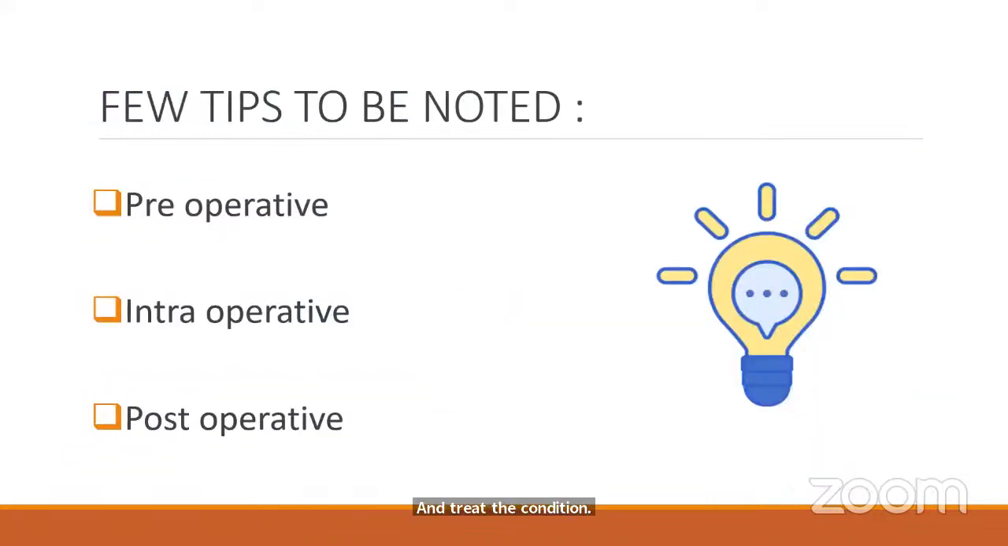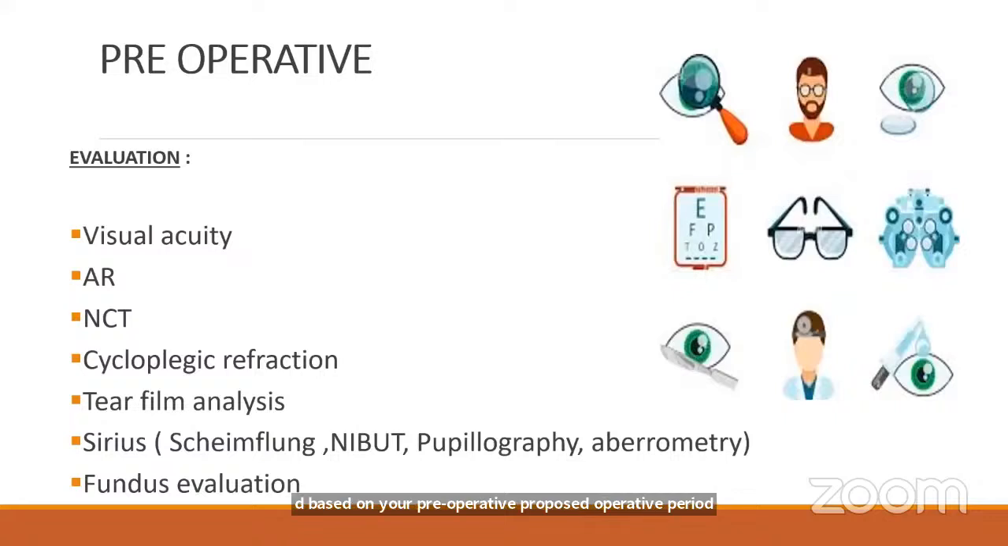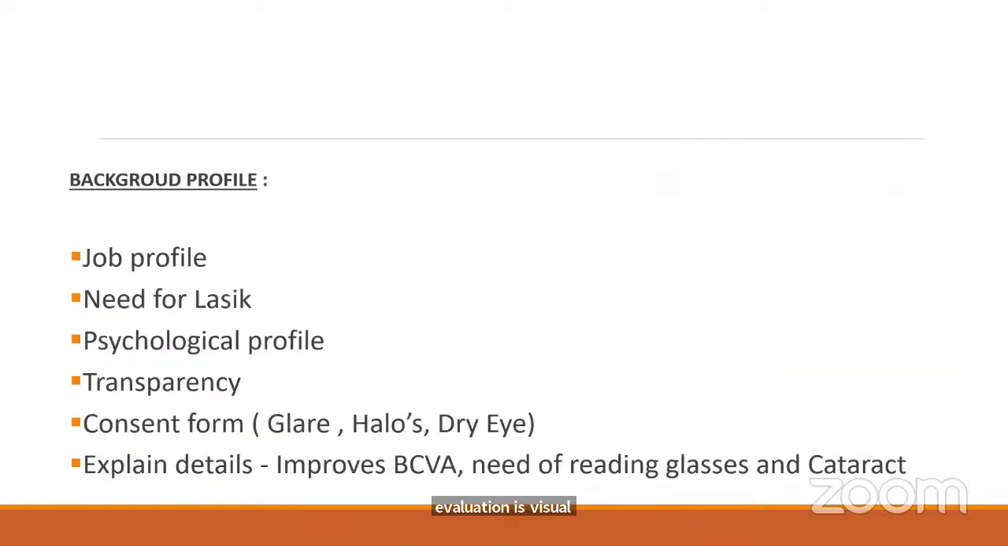A few tips that can be noted during a fellowship period, based on your preoperative, intraoperative or postoperative period. In preoperative, as we all know, the basic evaluation is visual acuity, refraction and acceptance, non-contact tonometry, tear film analysis, scans and fundus evaluation. What is more important is the background profile of the patient, like what is the need for LASIK and what is their career, if they're an athlete or a sports person. It is also very important to obtain the consent form and explain the details about the best corrected visual acuity. You should also counsel the patient that after the age of 40 years they will require near vision glasses, and there can be development of cataract, because the patient should not come back to you questioning. All this communication skill is very important, and you can learn it by looking at your mentor.